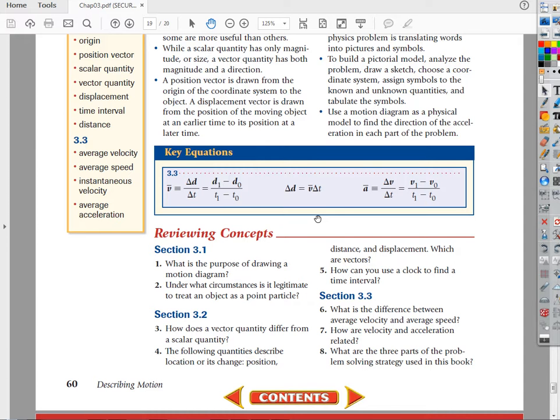If I start here, let's say I walk this direction for 2 seconds, I walk out to 4 meters, and then I walk back to zero in a total of 4 seconds. What's my displacement? Zero. So my average velocity is? Zero. My average speed, though, I walked out 4 and came back 4, so a total of 8 meters in 4 seconds. So my average speed was 2 meters per second, right? Very different, okay? All right.